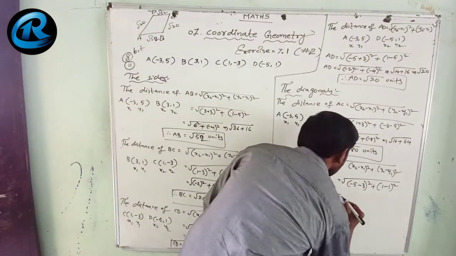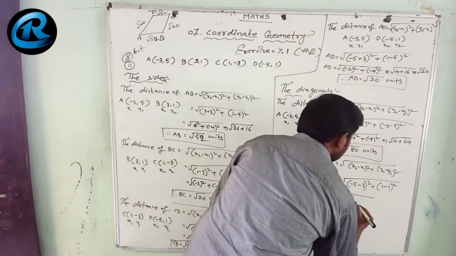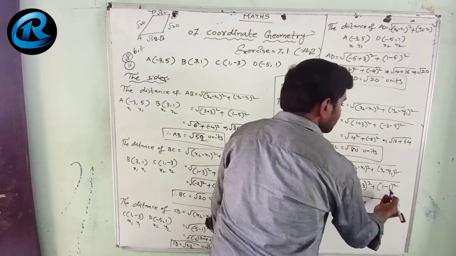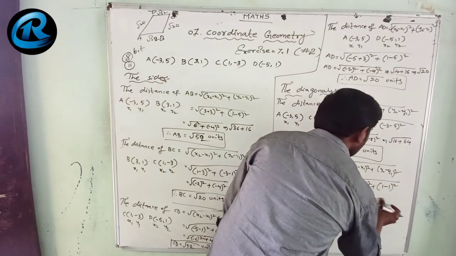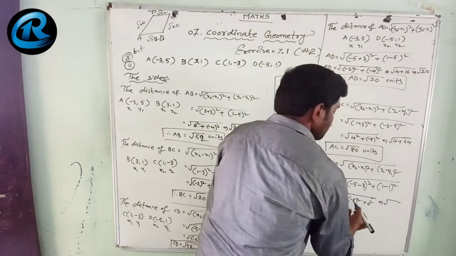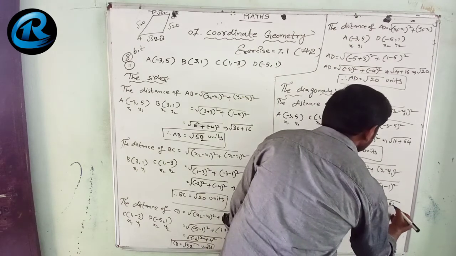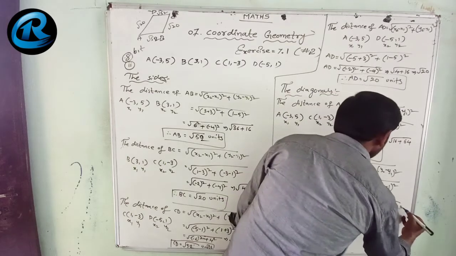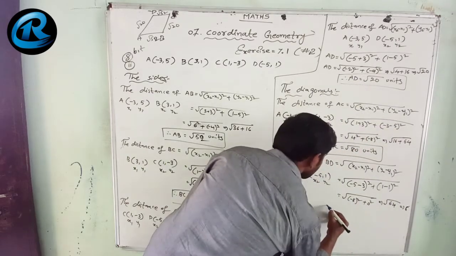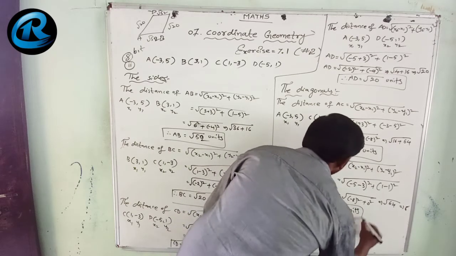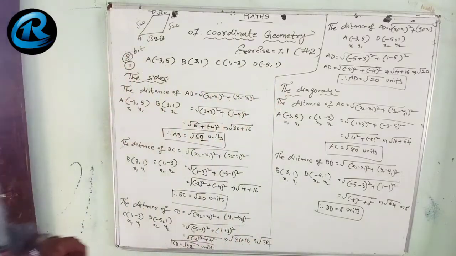Okay, then let us go for that. Minus 5 minus 3 is minus 8 whole square plus 1 minus 1 is 0 square, that equal to minus 8 whole square, it is 64, root 64 is 8. So here BD equal to 8 units. Now what you got here, see, the opposite sides are equal and diagonals are not equal.